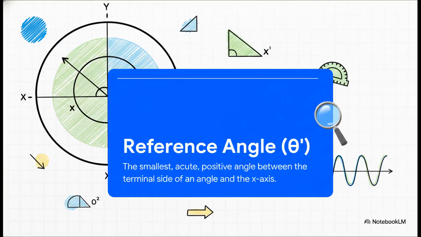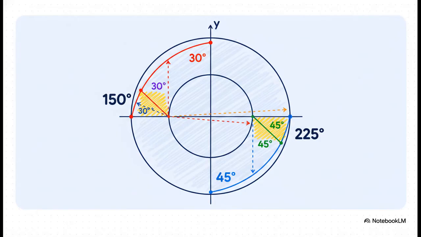So what in the world is a reference angle? It's simple, really. It's just the shortest, fastest way to get from the tip of your angle back to the horizontal x-axis. And I mean always the x-axis, never the y-axis. It's always going to be a small, positive angle, somewhere between 0 and 90. Just look at these examples.